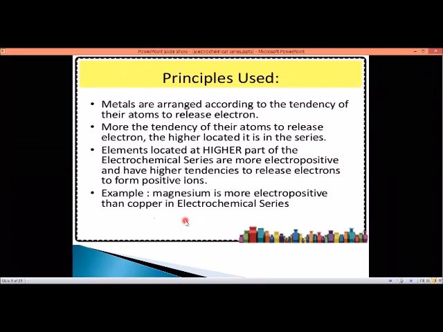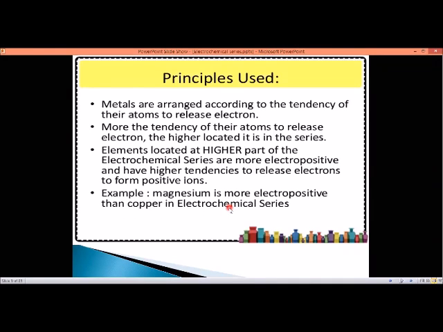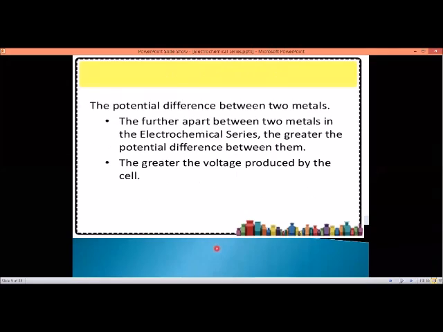Okay, let's see the electrochemical series and see where is magnesium. Our magnesium is here. It is having what reduction potential? Minus 2.36. Where is our copper? Copper is down. It is having 0.339 with a positive sign. Okay, so magnesium is more electropositive compared to that of copper. Okay, in this way you can see that the ones which are on top are more electropositive, and the ones which are at the bottom are less electropositive.